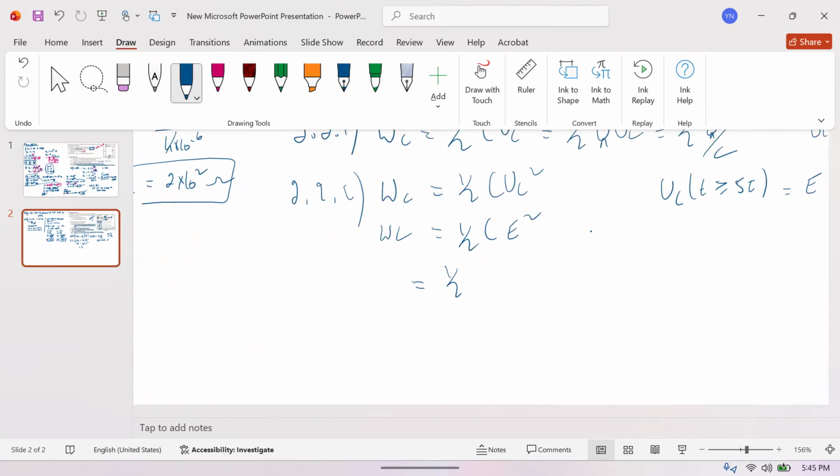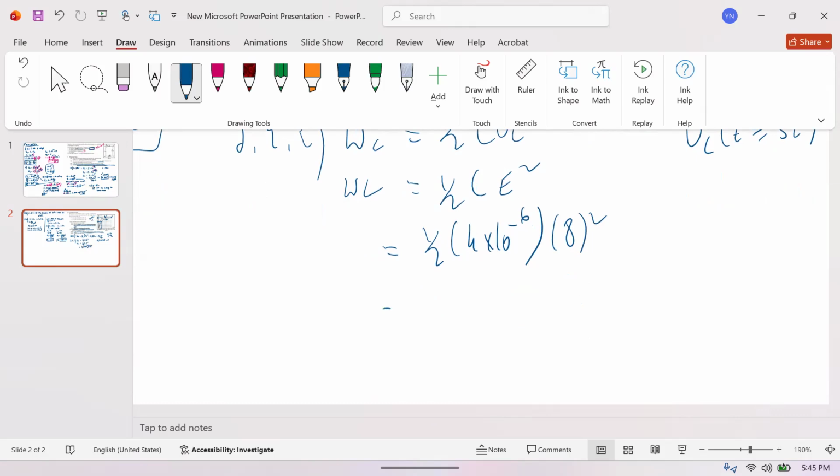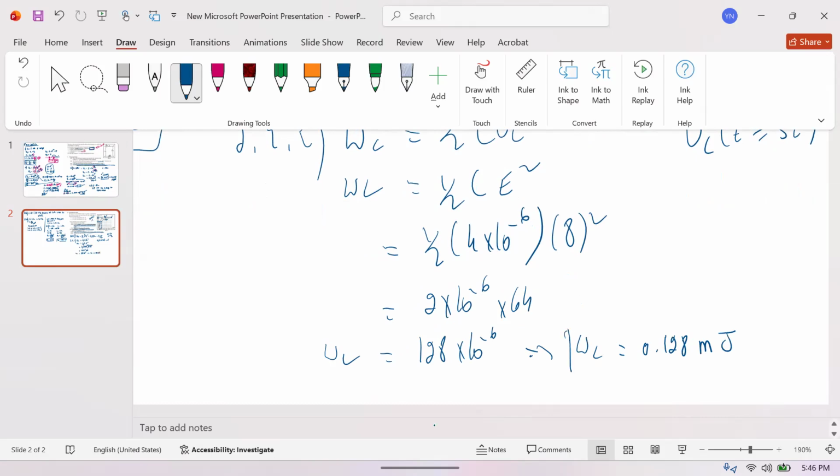So C is 4 microfarad, so 10 to the power minus 6 to keep it in farad, and E is 8 squared. So what do we get? Half of 4 times 10 power minus 6 times 64, which is 128 times 10 power minus 6. You can do this with a calculator; I don't have one now. So WC is simply 0.128 millijoule, or you can say 128 times 10 power minus 6 joule, or whatever you get on your calculator.